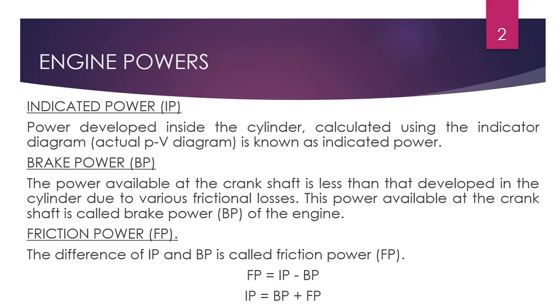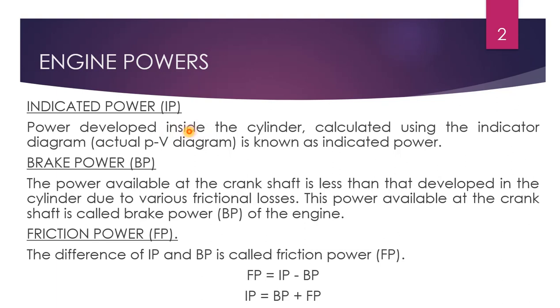Before going to the efficiencies, we have to discuss the engine powers. There are three types of powers used in an IC engine. First, the indicated power, second, the brake power, and third, the friction power. The indicated power is the power developed inside the cylinder, and it is calculated by using the indicator diagram or actual PV diagram. Brake power is the power available at the crankshaft.